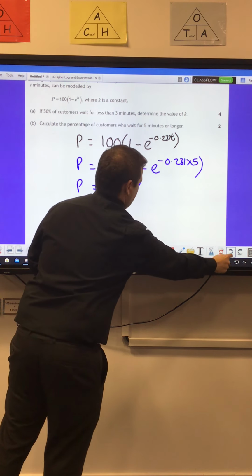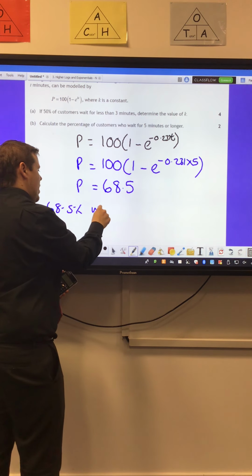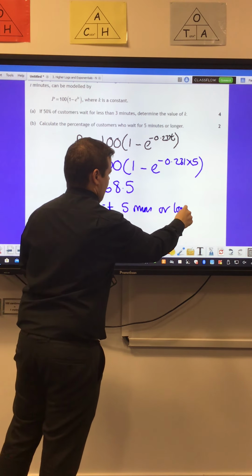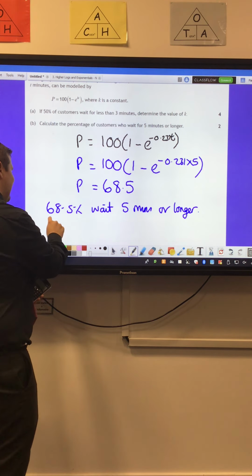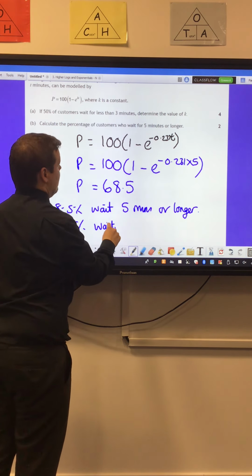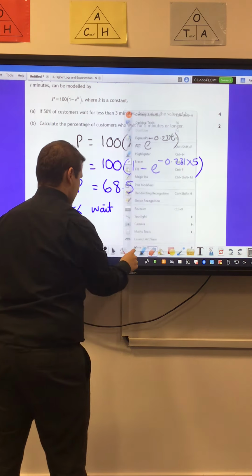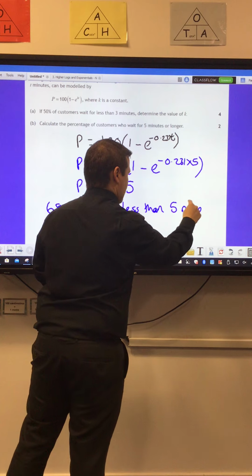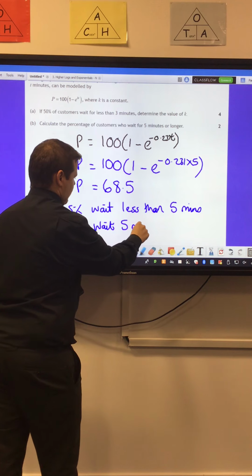Or 68.5. So what does that say? Well, that says 68.5% wait less than 5 minutes, that's what that equation helps us do, so that must mean that 31.5% wait 5 minutes or longer.